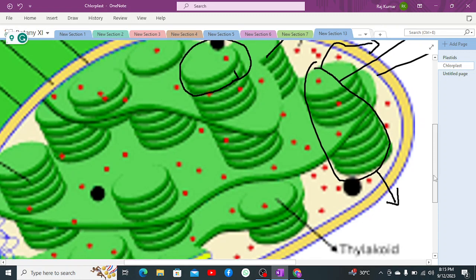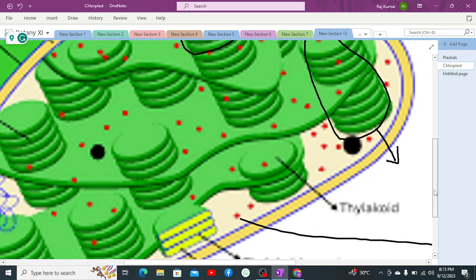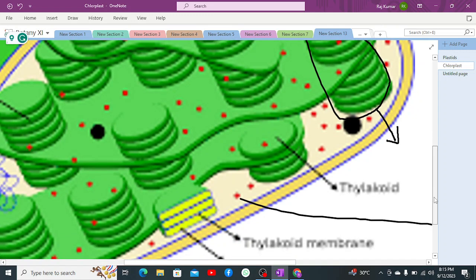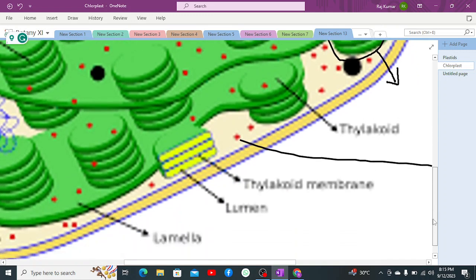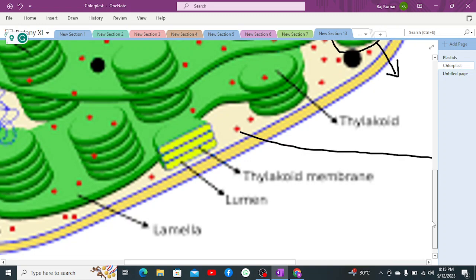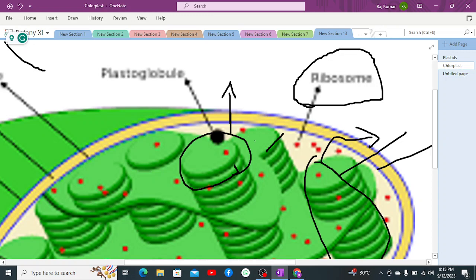Apart from which, each granum is connected with another granum by the help of a thylakoid, which is known as larger thylakoid, or stromal lamellae, or fret membrane, or intergrana. We call it either intergrana or stromal lamellae or fret membrane or larger thylakoid, which connects two grana together. On the other hand, the grana are having thylakoids which are known as smaller thylakoids. These are generally known as thylakoids, but we can call them specifically smaller thylakoids.